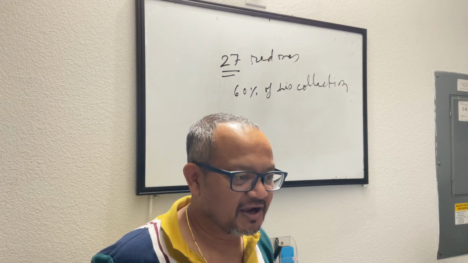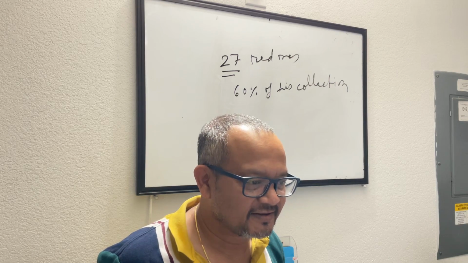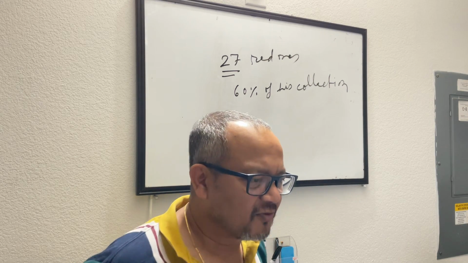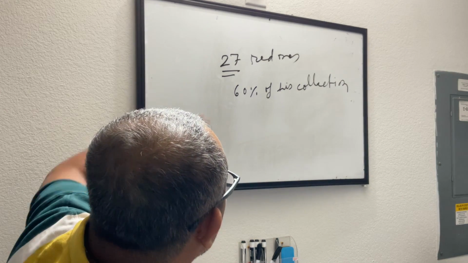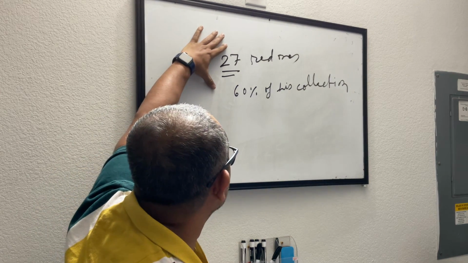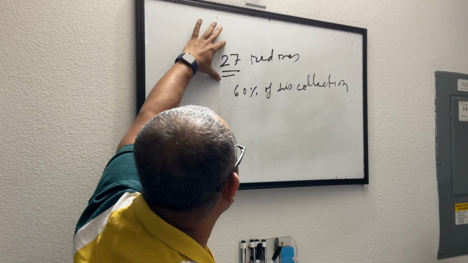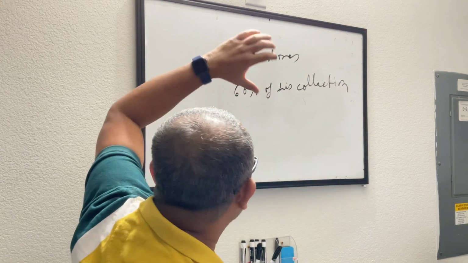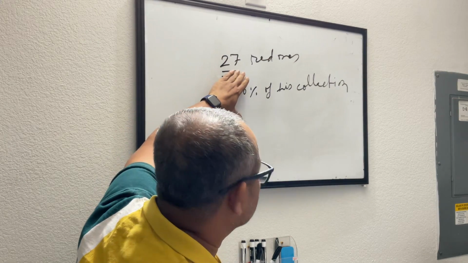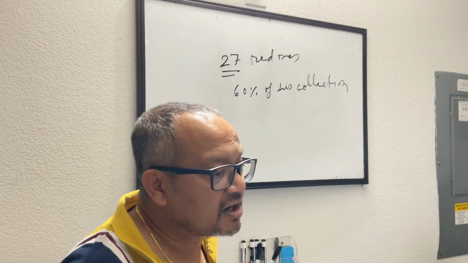Ayush, how about your answer? I got 42%. Again, I'm repeating the question. He has a collection of toy cars. He has total 27 red ones, which are his favorite. And that makes 60% of his collection. How many total cars does he have?